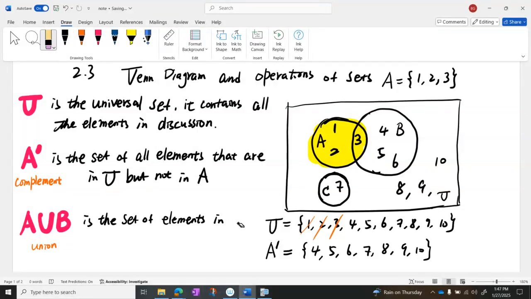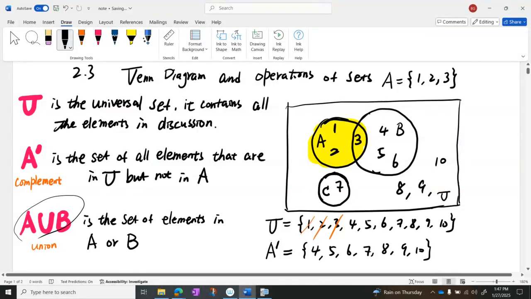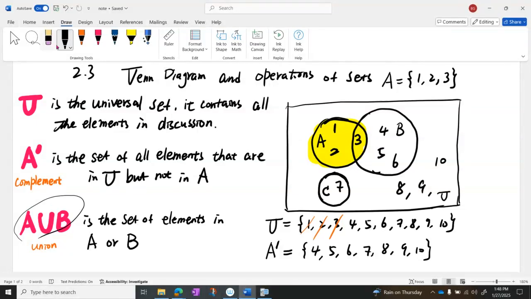Let me start a new line. In A or B, okay? This notation, A union B, represents a set. In the set, we have all the elements in set A or set B. A union B is the set of elements in A or B.